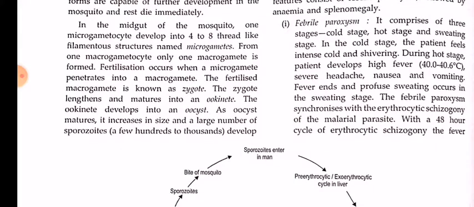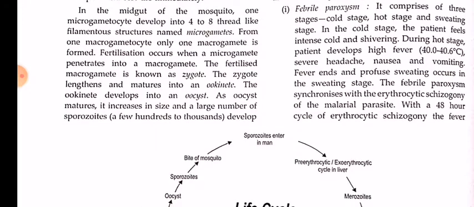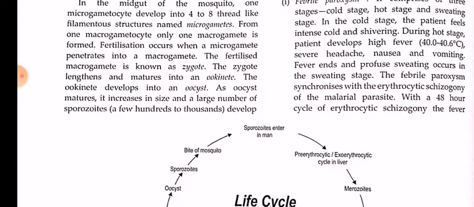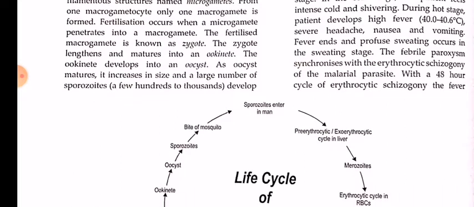In the midgut of the mosquito, one microgametocyte develops into 4 to 8 thread-like filamentous structures named microgametes. From one macrogametocyte, only one macrogamete is formed. Fertilization occurs when a microgamete penetrates into a macrogamete. The fertilized macrogamete is known as zygote. The zygote lengthens and matures into an ookinete. The ookinete develops into an oocyst.